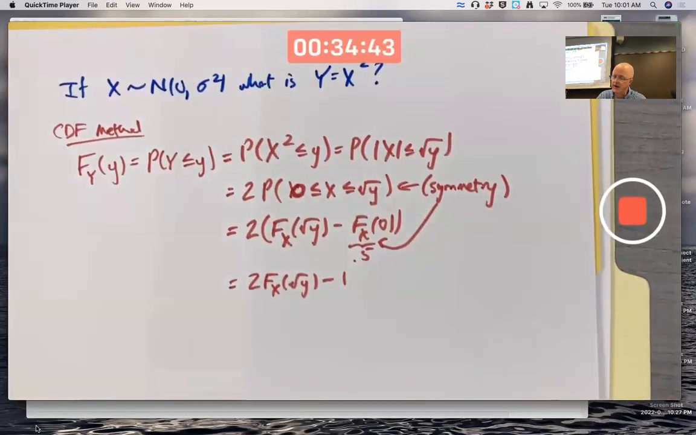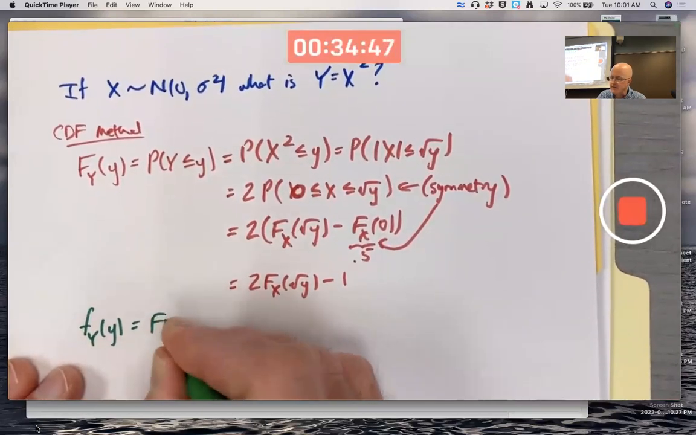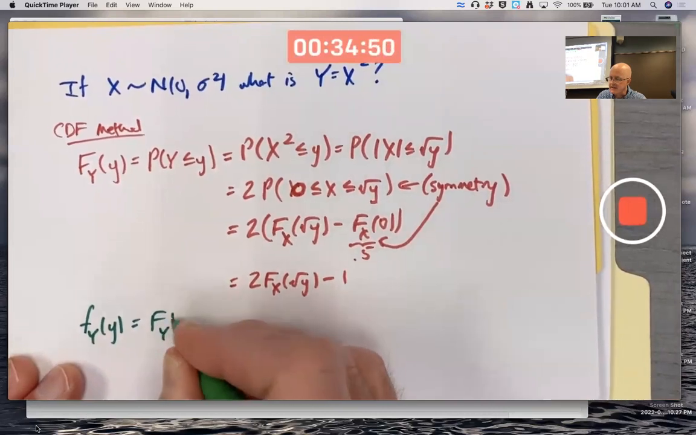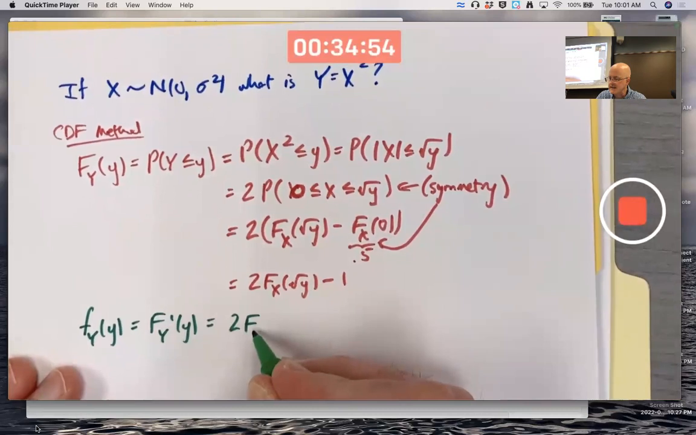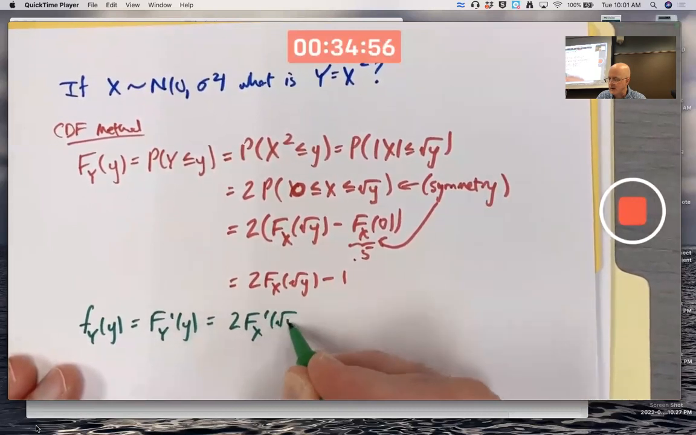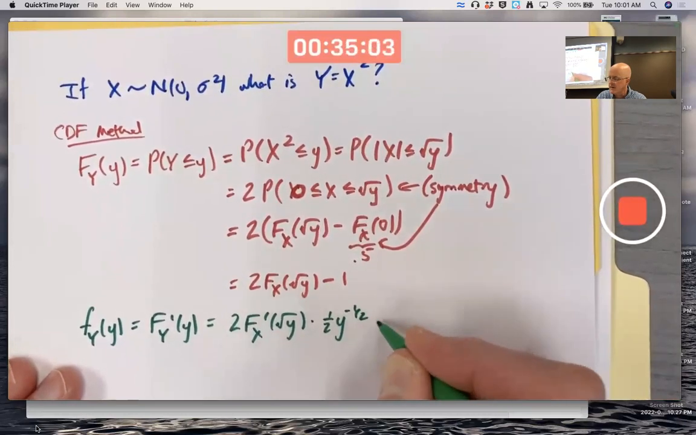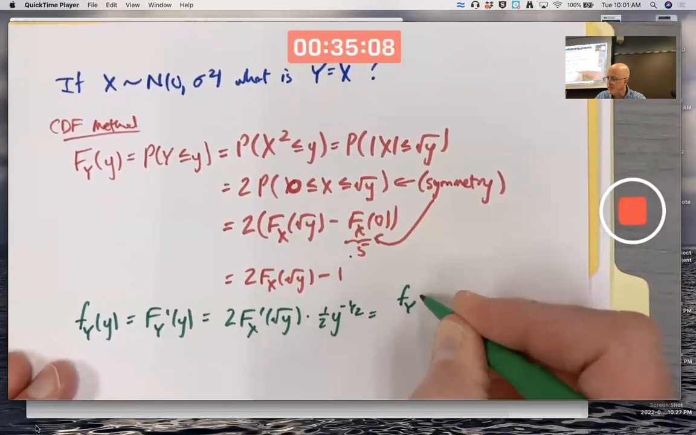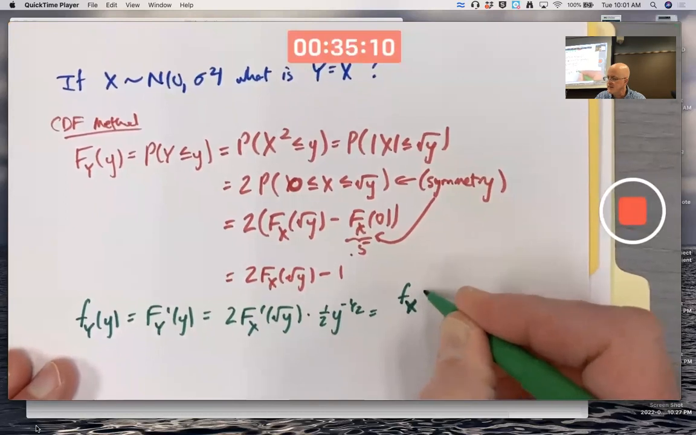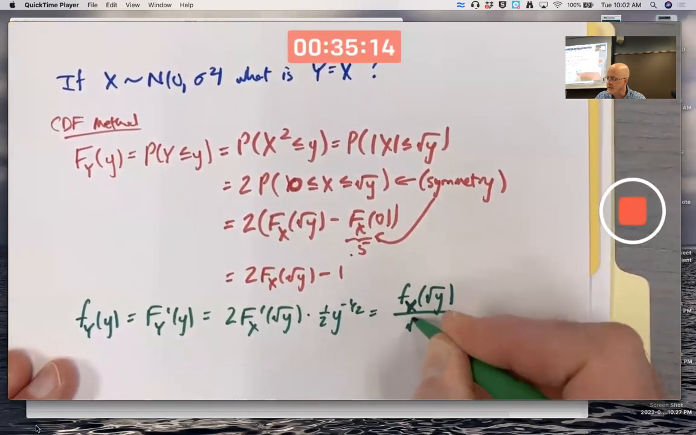So the PDF of Y is the derivative of its CDF, which will be 2 times the derivative of the CDF of X evaluated at square root of Y. Then by the chain rule, times the derivative of square root of Y, which is 1/2 y to the negative 1/2. So it simplifies to the PDF of X evaluated at square root of Y. The twos cancel, and you end up dividing by square root of Y.